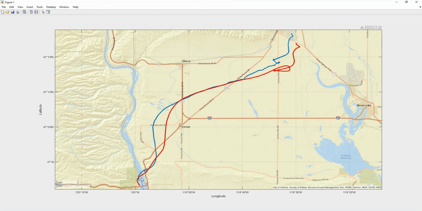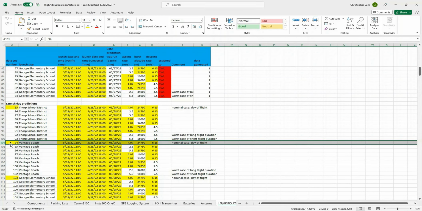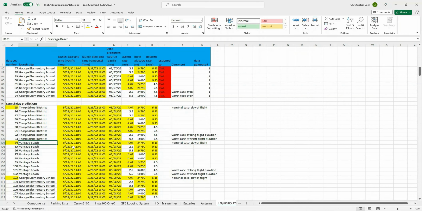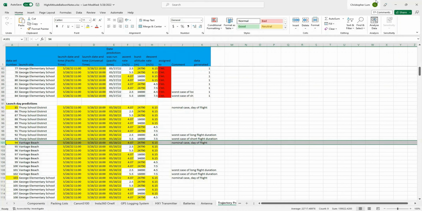And again, the blue line is the actual trajectory, and this red line is one of our predicted runs coming from that trajectory predictor. And again, let me pull up the data sheet, and I'll just say that this is data set number 14. So this is assuming we launched from Vantage Beach, and this is the prediction that we ran on the day of the launch, just several hours before we actually launched. And we ran it with all of our nominal parameters here. So this is sort of a nominal case.